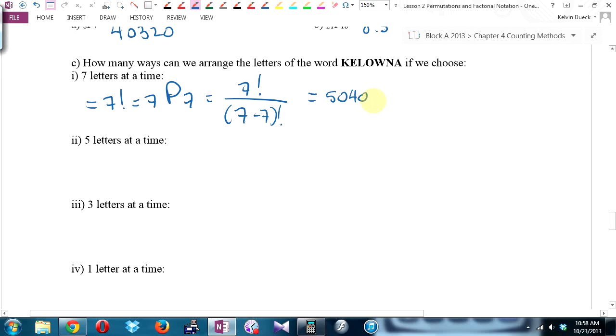Okay. What if we choose 5 letters at a time? You could either go 7 times 6 times 5 times 4 times 3. You could draw the blanks, 5 blanks. Or we have a shortcut now. From 7 letters, permutate 5 of them.